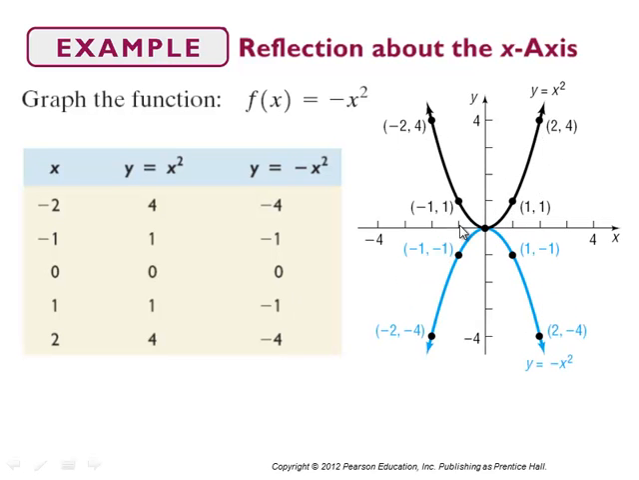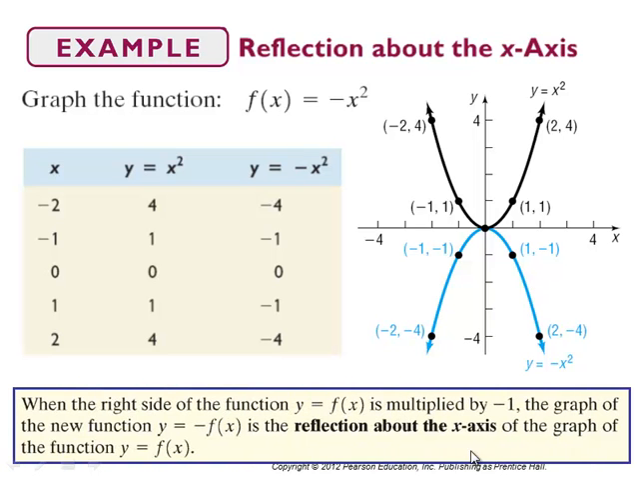In the black, we have the graph of y equals x squared. And in the blue, we have the graph of y equals negative x squared. And notice, of course, that y equals negative x squared is the graph of y equals x squared reflected about the x-axis. So the graph of the negative of f of x is going to be the reflection of the graph of f of x about the x-axis. Okay, so that's what we just said right here in this box.